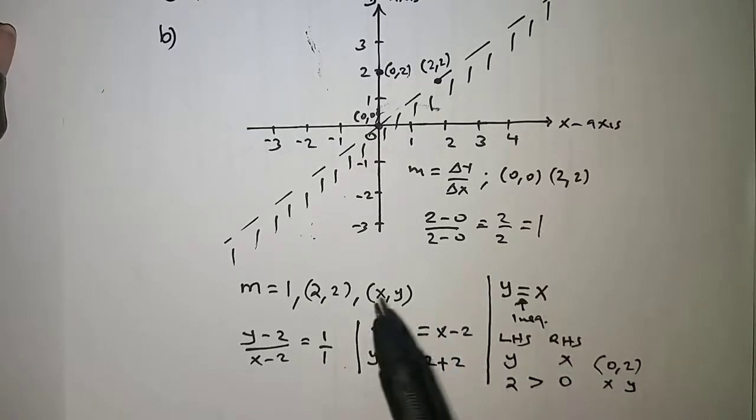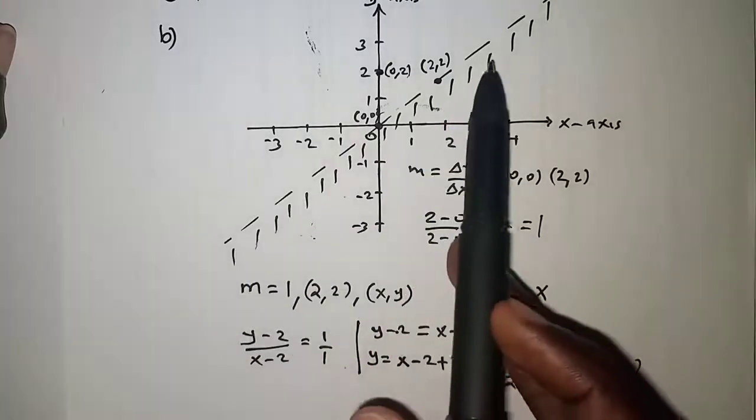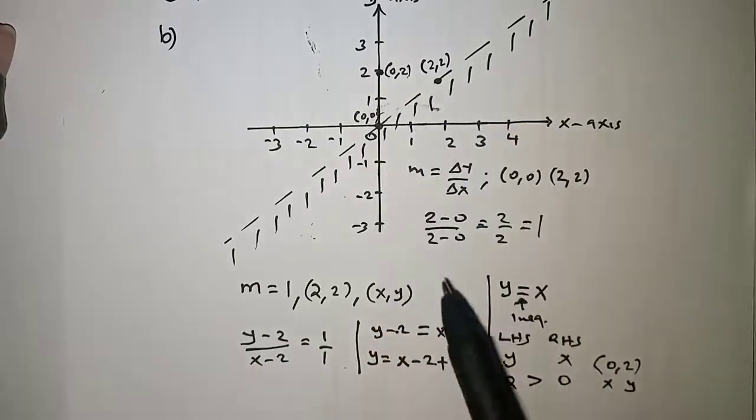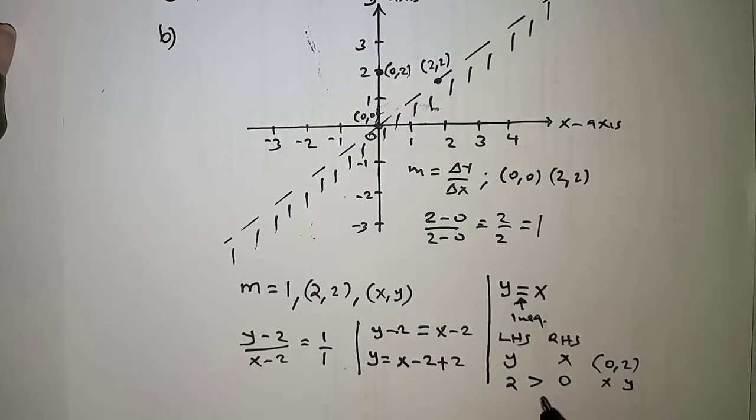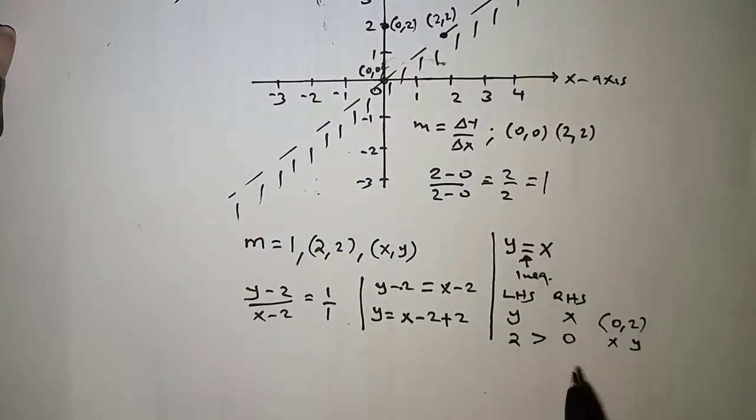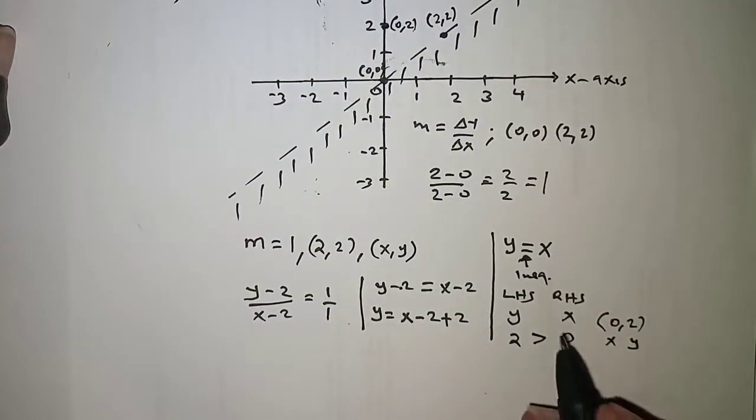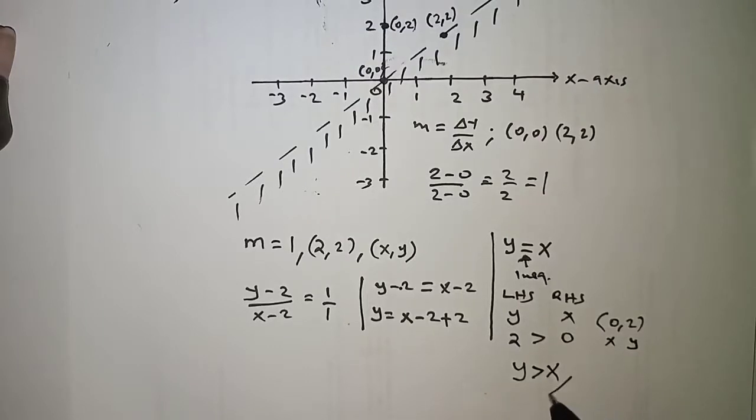But for this particular case, we realize that the nature of the line is that it's broken. For a broken line, we don't include a point in that line. So we leave it like that. Otherwise, if it were continuous, then we'd have added or equals to. But for this case, it's broken. So this is the inequality symbol that you're going to use. Next, we just replace the equal sign with the inequality symbol so that we have y is greater than x. And that's the answer.